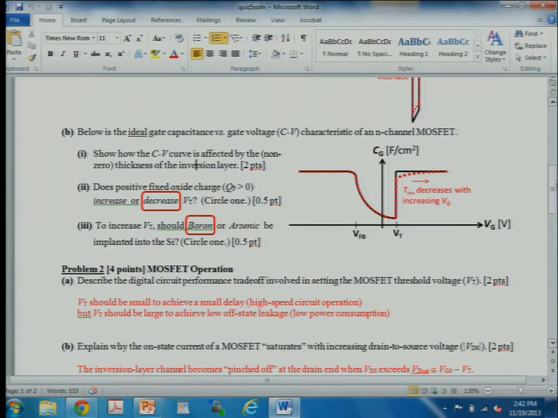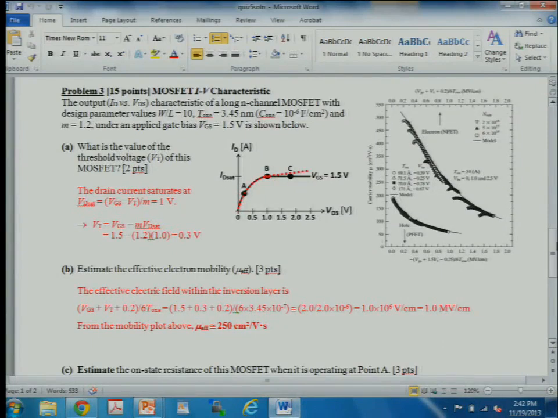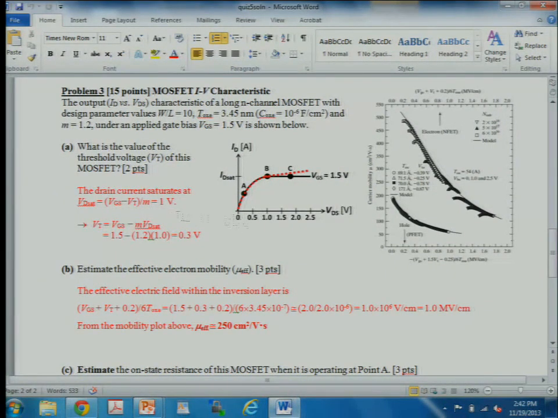Okay. All right, for the last problem, it's a little bit of calculation, but hopefully the arithmetic wasn't too complicated. But basically, you just have to recognize that this is a long channel device, so the voltage at which the current saturates is just VG minus VT, corrected by the factor M. So that's 1 volt. So you just have to set that quantity to 1, and I gave you VG, and I gave you M.